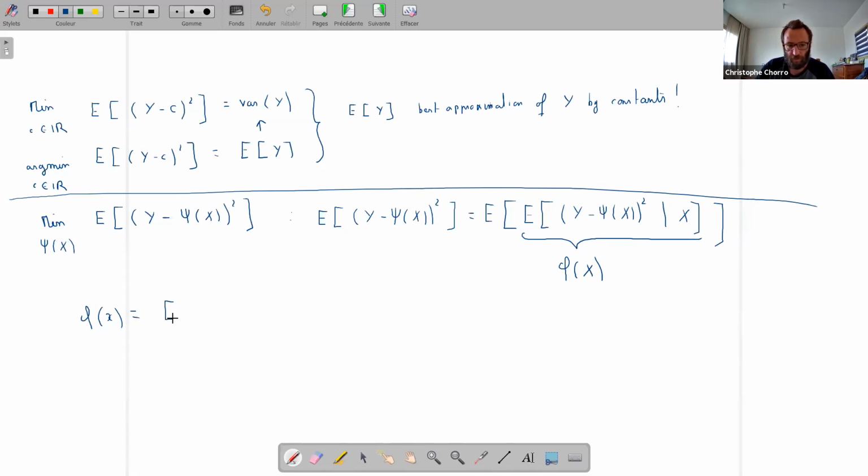by the notation here, the conditional expectation of Y minus phi of capital X squared given capital X equal to small x. And here, if I know that capital X is equal to small x, I can just plug inside this one.